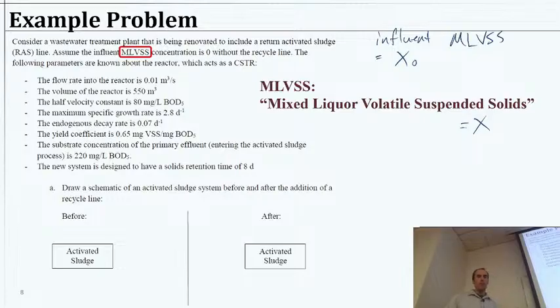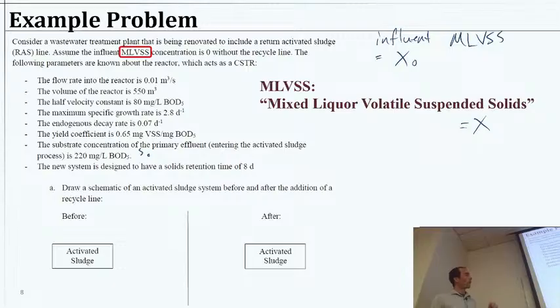Then the following parameters are known about the reactor, which is functioning as a CSTR. So we have a flow rate, we have a volume, we have that half velocity constant, we have a maximum specific growth rate, a decay rate, a yield coefficient, substrate concentration coming in, that would be our S naught. And the new system is designed to have a solids retention time of 8 days.